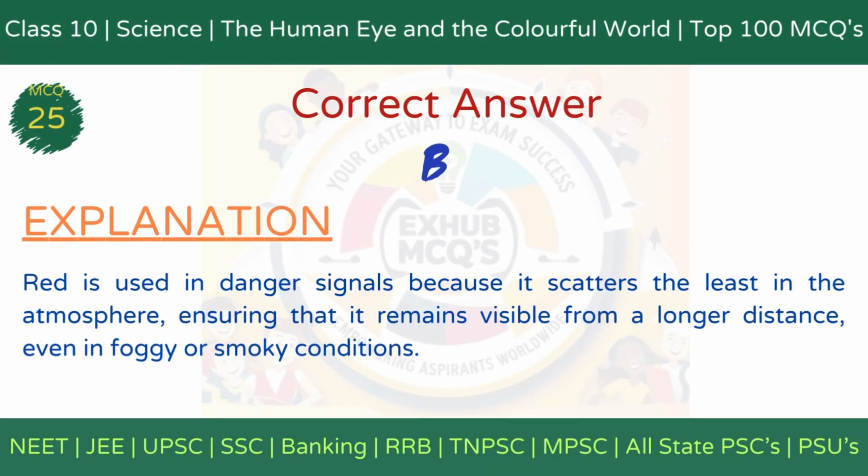The correct answer is option B, scatters less. Explanation: red is used in danger signals because it scatters the least in the atmosphere due to its long wavelength. This makes it visible over long distances, even in fog or haze.